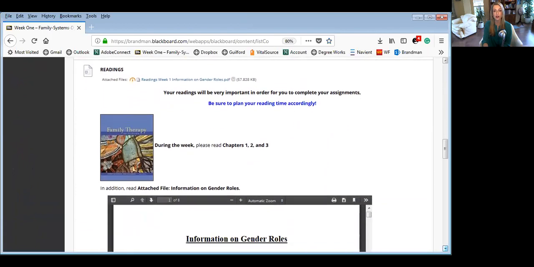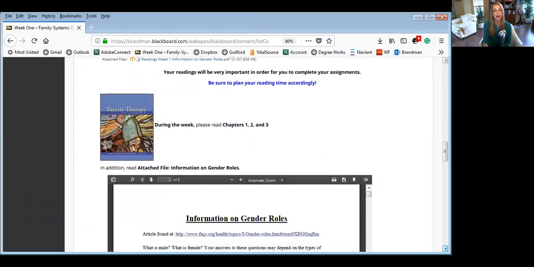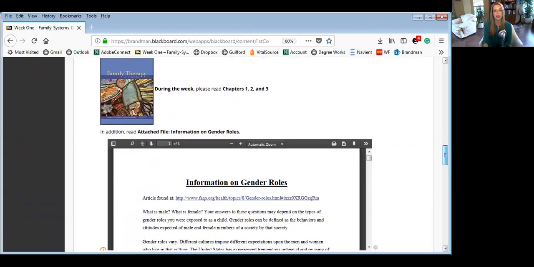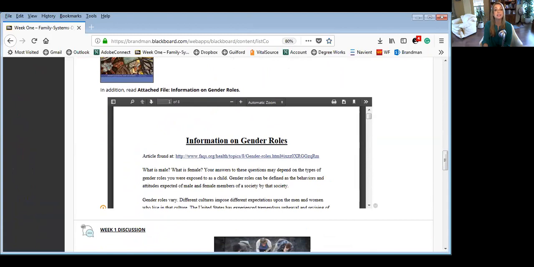So the readings for each week are posted under each week. In addition to the chapter reading, this week there's also 1 attachment. Sometimes there's 2. I believe one week there's even 3. But we tried to keep the reading down in the chapter reading if there are a number of attachments. This week's reading is chapters 1, 2, and 3, and you also have some additional information on gender roles, which is really important and one of the exciting topics that we cover this week.